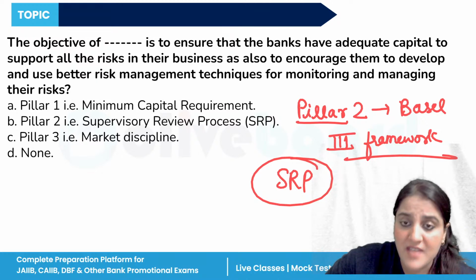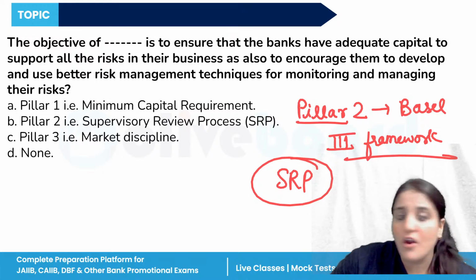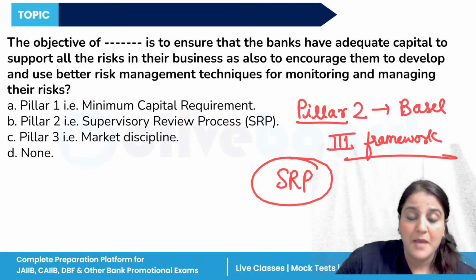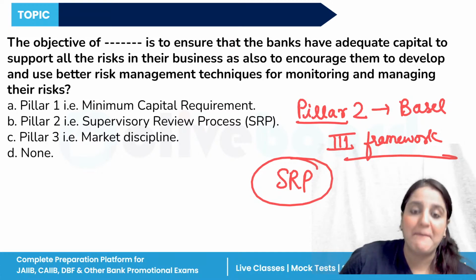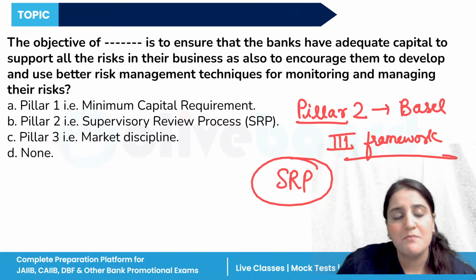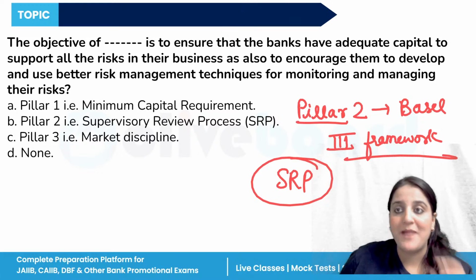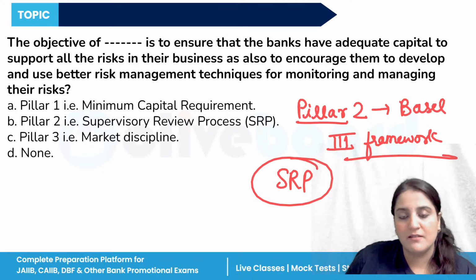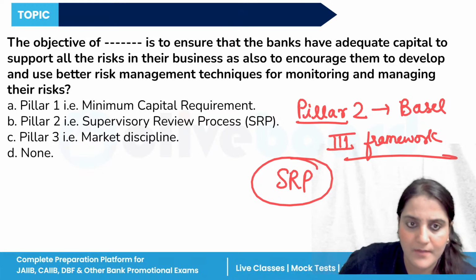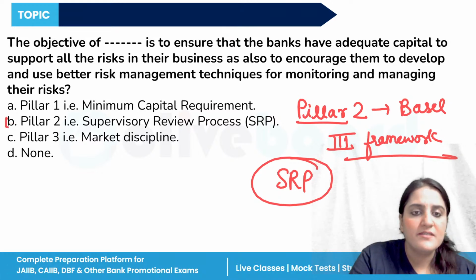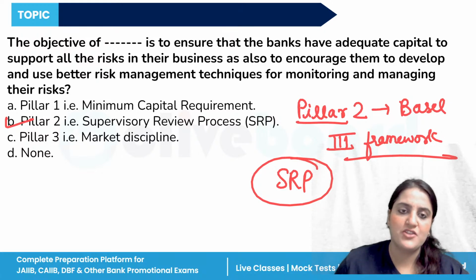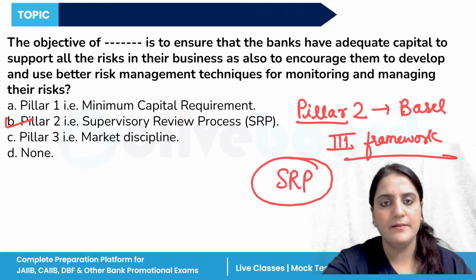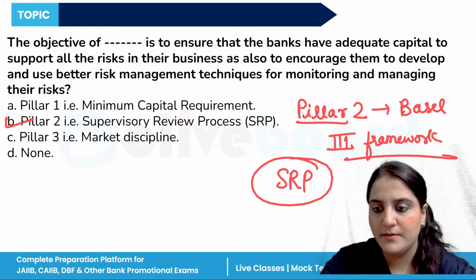This pillar is designed to ensure banks not only meet the minimum capital requirements but also hold enough capital to cover the risks that are not fully captured by those minimum requirements. It also encourages banks to adopt better risk management techniques and also engage in internal assessment of their capital adequacy. So option B is correct here. Pillar 2, that is supervisory review process. Clear? Everything is clear?